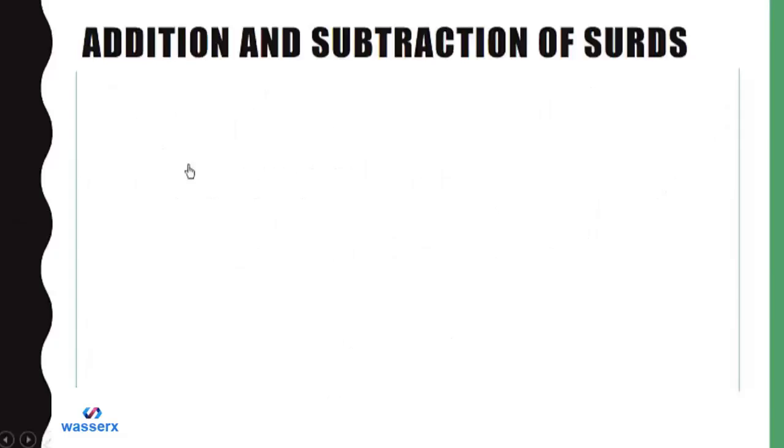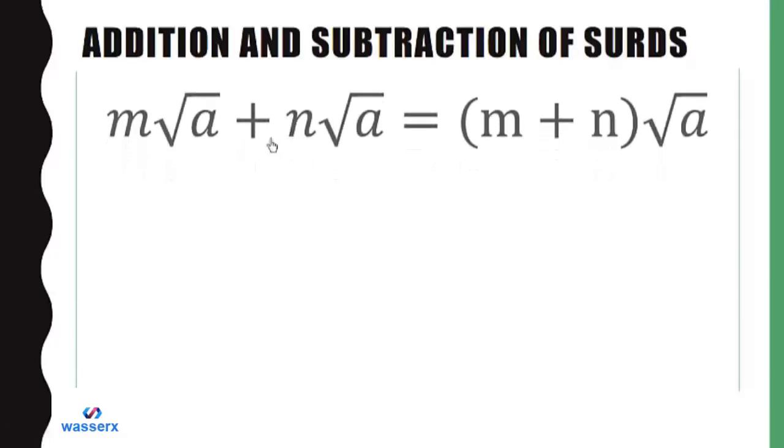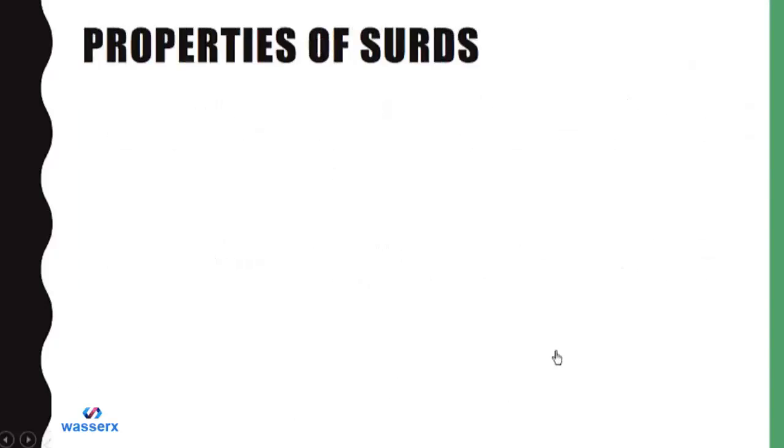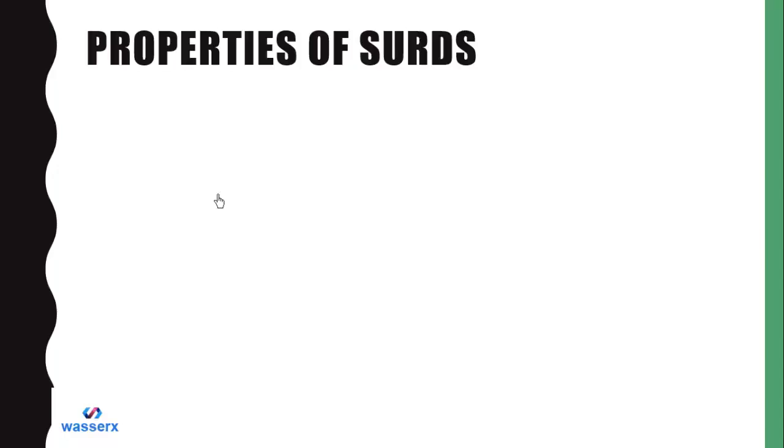We can add or subtract two or more surds. So if you have two surds, m root a plus n root a, we can add to get m plus n root a, and the same thing applies to subtraction also. Now know that the a is always positive. Now let's look at the properties of surds.